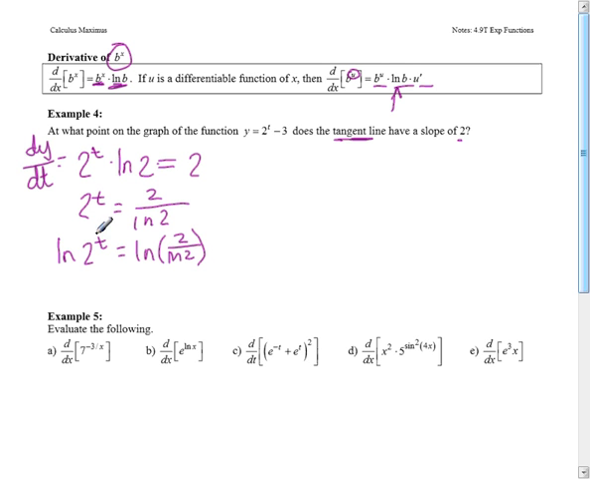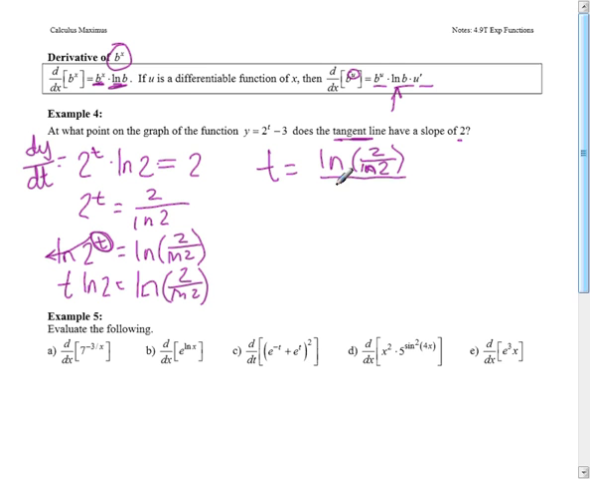Okay, and if you remember correctly, if this is an exponent, we can move it to the front. So we get t times ln of 2 equals ln, and we're not doing anything with this side, ln of 2 over ln of 2. Okay, and then the last step is just divide by ln of 2. So we have t equals, and this is going to look nice, a beautiful function here, ln of 2 over ln of 2 divided by ln of 2.